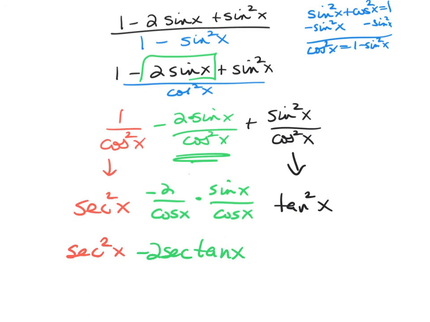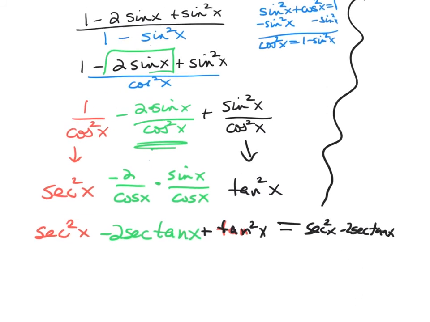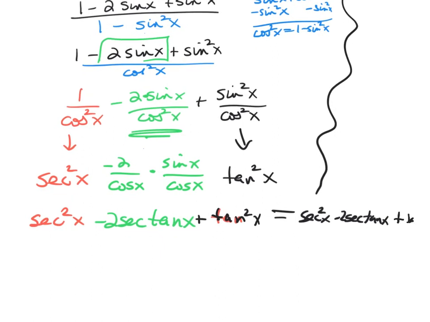Oops. I needed to change colors. Tangent squared x, this had a plus, and that had a minus. So if you look at your right side, you were trying to make it equal secant squared x minus 2 secant x tan x plus tangent squared x. It worked out.